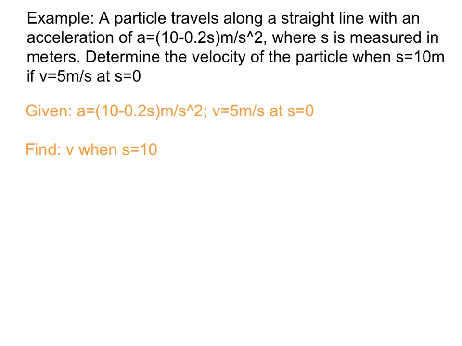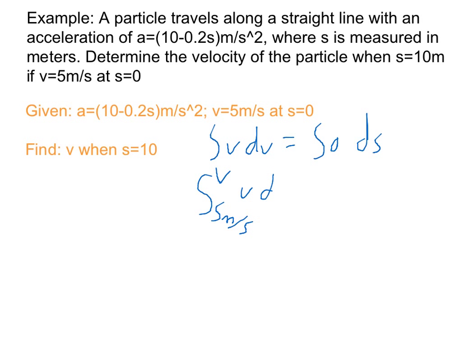And so to solve this, we're going to use our acceleration as a function of position idea. So v dv equals a ds. We put that in, and we go from 5 meters per second to a final velocity of v, of v dv equals, going from position 0 to final position s, of (10 minus 0.2s) ds.